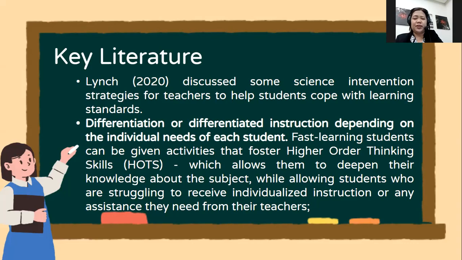According to Lynch in 2020, he discussed some of the science intervention strategies for teachers to help students cope with learning standards. We have also the differentiation or differentiated instruction depending on the individual needs for each student. The fast learning students can be given activities that foster the higher order thinking skills or the HOTS, which allows them to defend their knowledge about the subject, while allowing students who are struggling to receive individualized instruction or any assistance they need from their teachers.